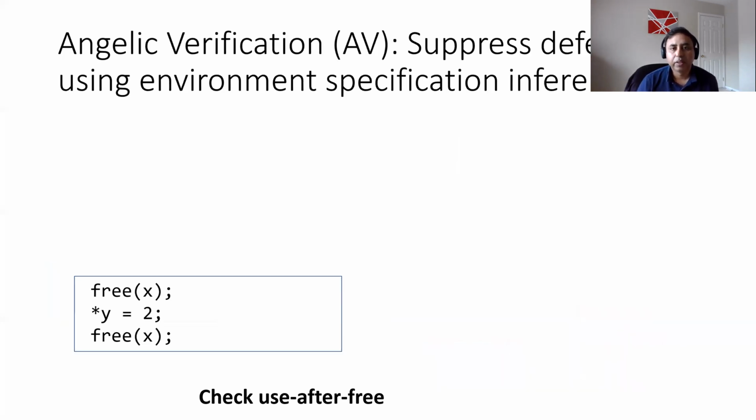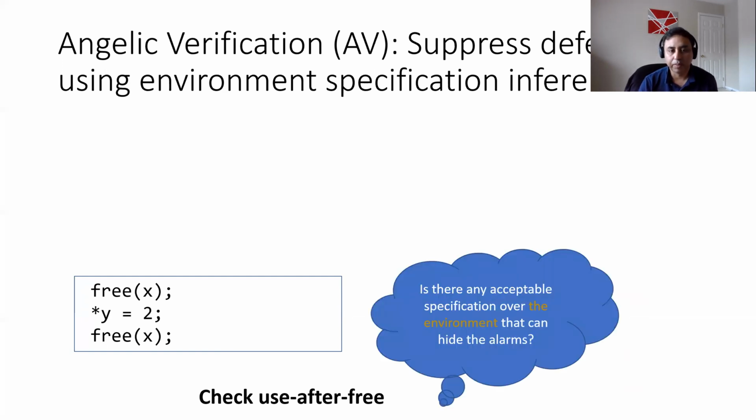So angelic verification is one simple idea to suppress defects with specification inference. In this case, it boils down to precondition inference, but you can have other cases where you have to deal with return values from external APIs. So instead of asking, can you violate these assertions, you can ask, is there an acceptable specification over the environment that can hide the alarms? And here the environment is the type state of X, the aliasing of X and Y, and so on.